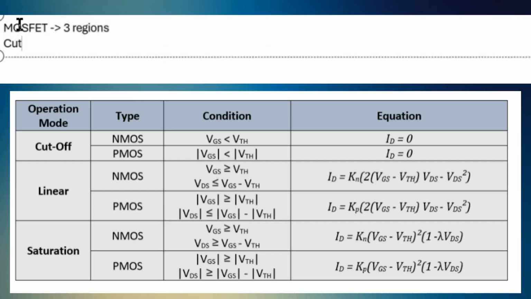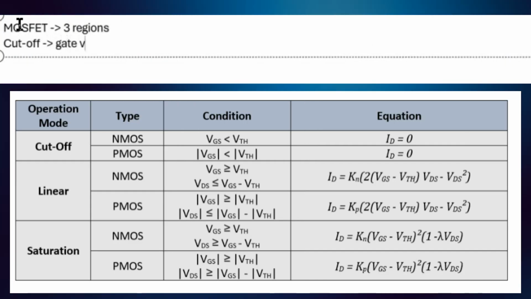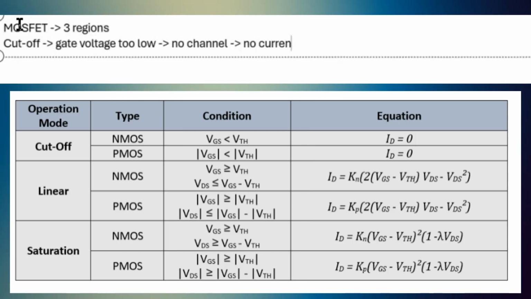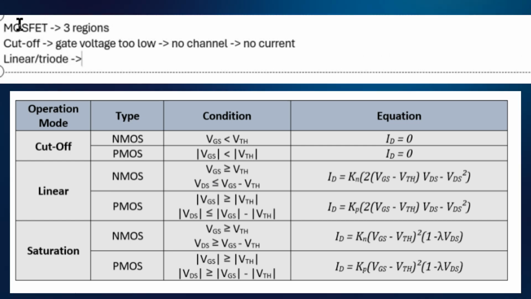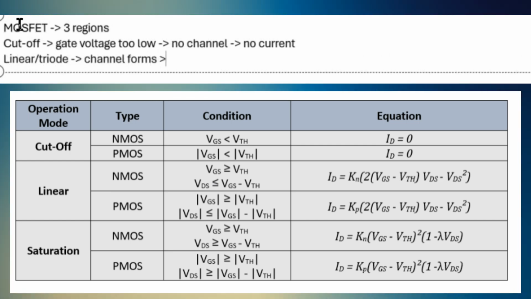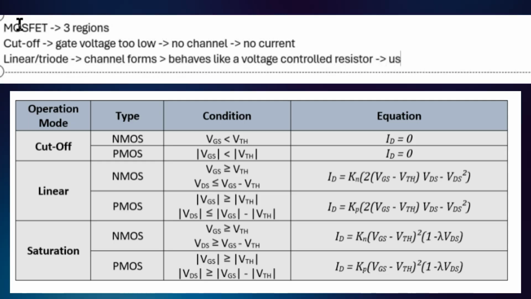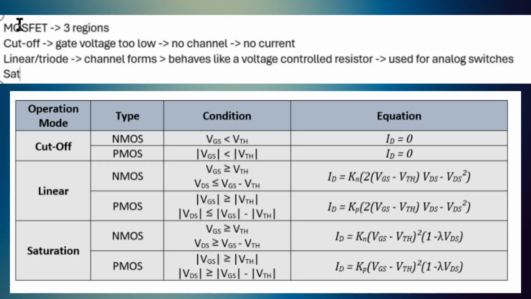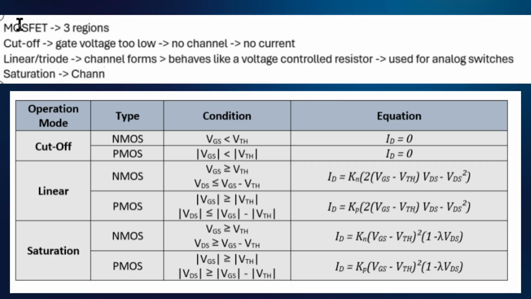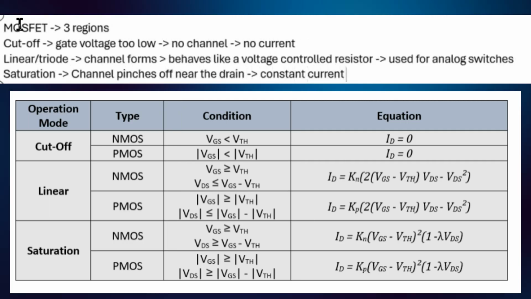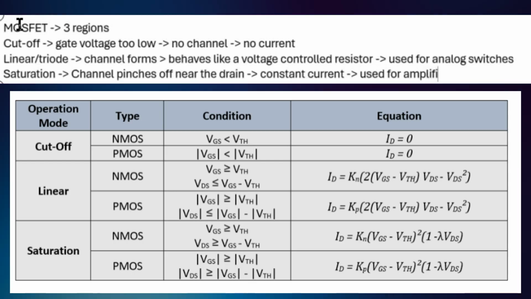The MOSFET operates in three regions. Cutoff: off-state, gate voltage too low, there is no current and no channel. Linear, or triode region: the channel forms and behaves like a voltage-controlled resistor, and is used in analog switches. Saturation region: the channel pinches off near the drain, giving constant current, used for amplification and digital switching.